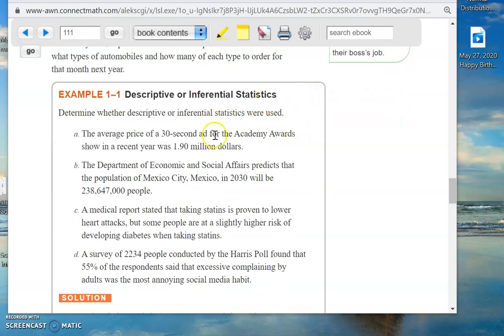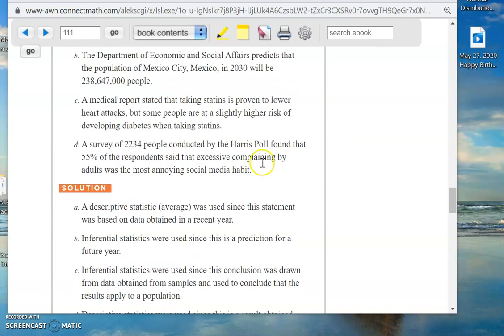Here are some examples. It doesn't do any good for me to just read this to you. You're all adults, so you can read this yourself. I'm going to help you with the hard stuff. I'll do one. Is it descriptive or is it inferential? The average price was X number of dollars. Well, that's descriptive. You're not drawing any conclusions. How about this? The Department of so-and-so predicts the population will be a certain number. That's a prediction, not a description, so that's considered inferential.